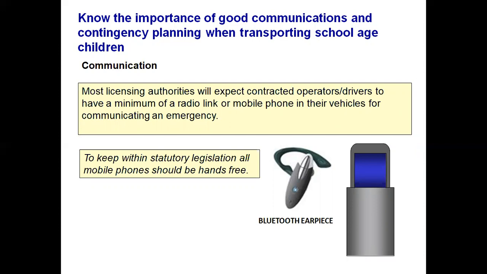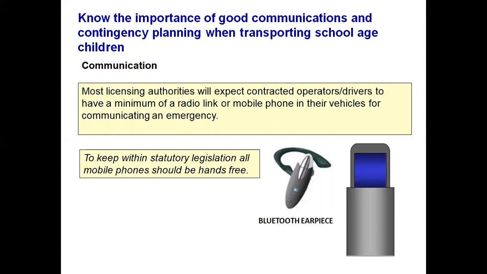Your vehicle should have a minimum of a radio link so that the dispatch office can contact you. I say a minimum. Nowadays, you would have a mobile phone in your vehicle. Don't forget the hands-free rules. Keep within the statutory legislation for all mobile phones. So hands-free with an earpiece, so it's not an open mic, so the child passengers in the car can't hear what the other party is saying to you.